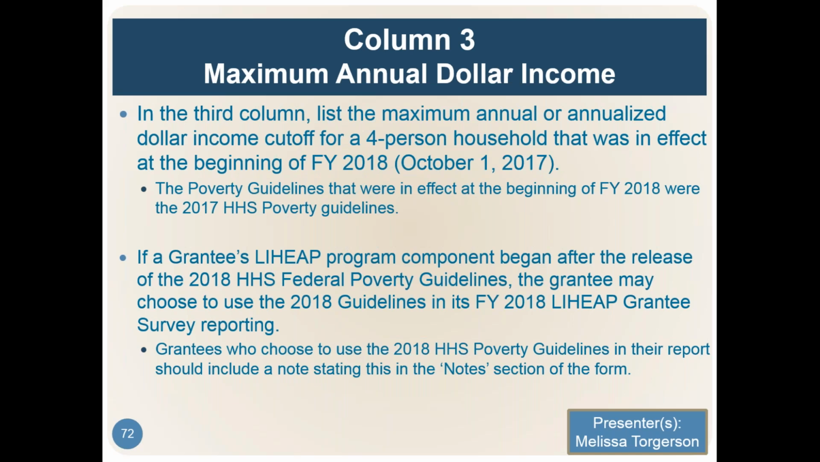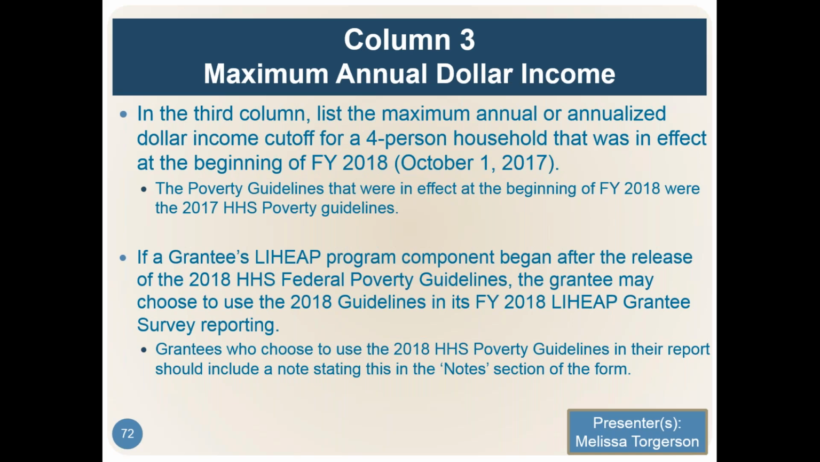And so for this year, the poverty guidelines that were in effect at the beginning of FY 2018 were the 2017 HHS poverty guidelines. If a grantee's LIHEAP program component, say cooling, began after the release of the 2018 guidelines, the grantee may choose to use the 2018 guidelines in its FY 2018 grantee survey reporting. And you should just include a note.